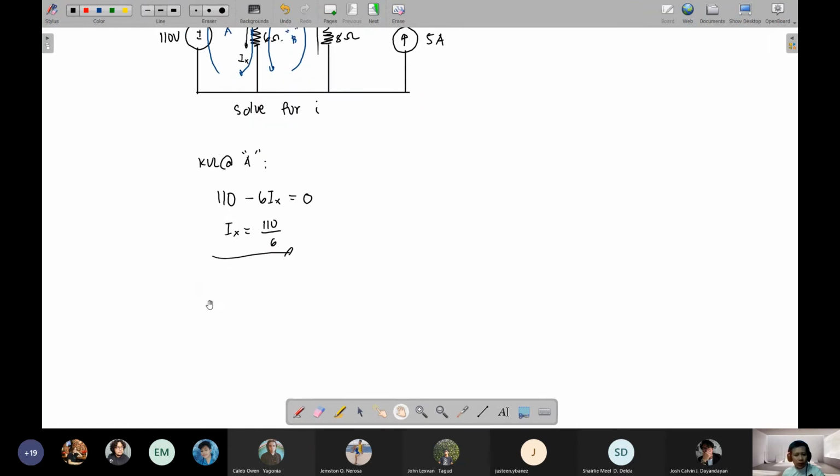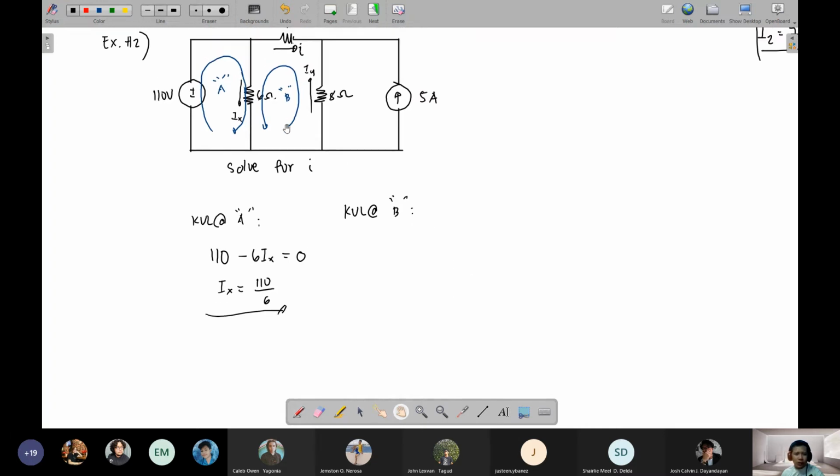Next, KVL at loop B, starting with the tail side. It flows through the 8 ohm resistor, where loop B has a direction going up, and Iy is also going up. Recall, if both directions are the same, the voltage will be negative. So this will be negative 8 Iy.